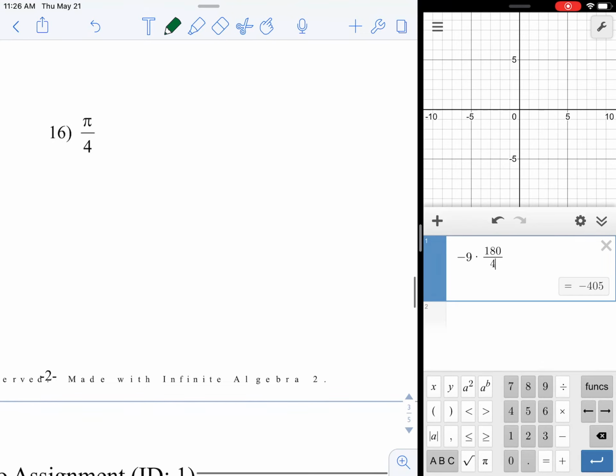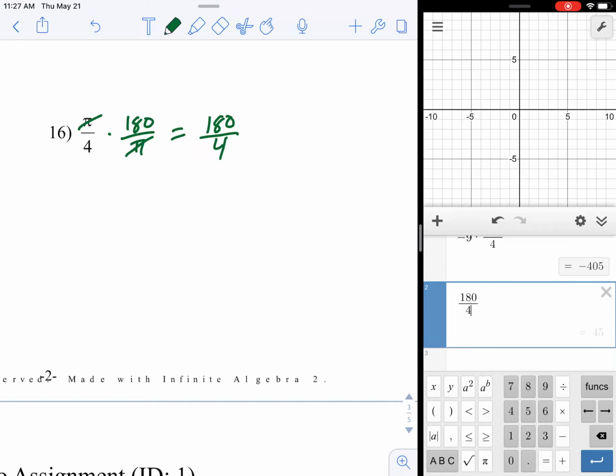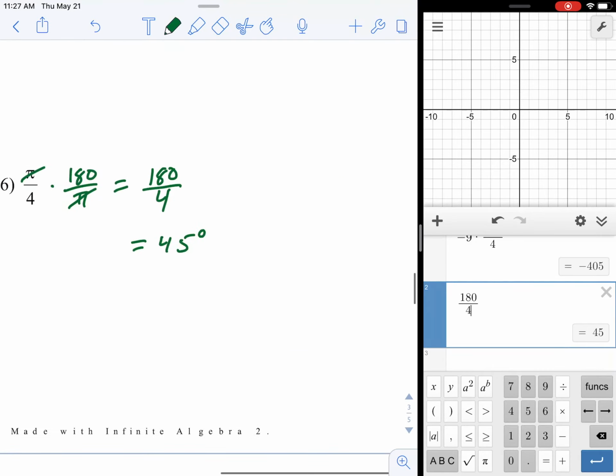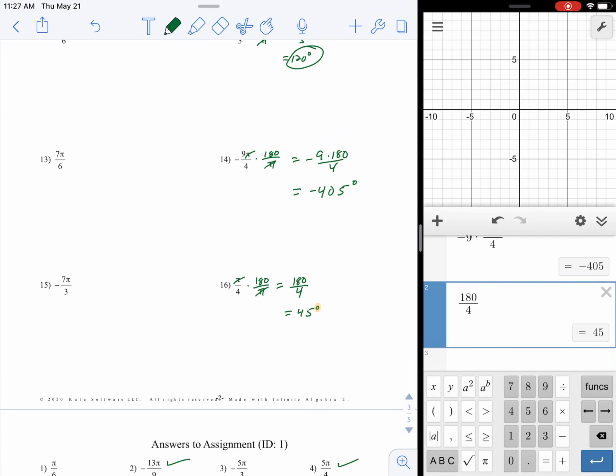All right, number 16, last one. Multiply by 180 over pi. Once again, the conversion factor, 180 over pi. The pi's cancel, leaving us with 180 on top, 4 on bottom. 180 over 4 is 45 degrees, and there it is. Now, when your answer is in degrees, you are supposed to put the degree symbol on each answer. It's considered the appropriate, proper thing to do.